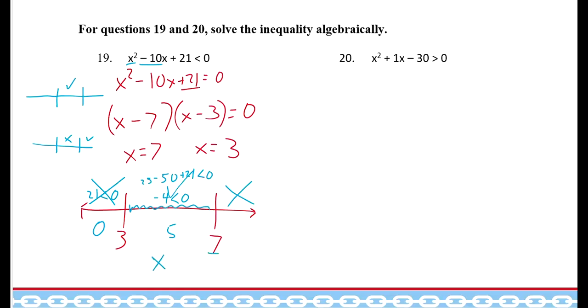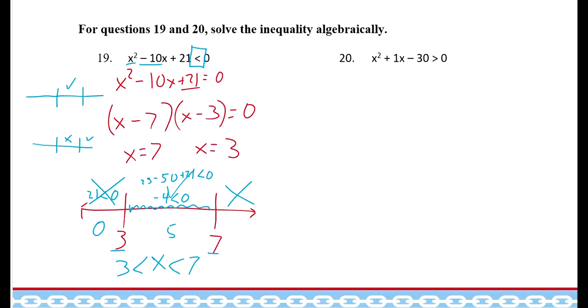And I need to write this as an inequality. So I know that x is between the 3 and the 7. So I'm going to put the inequality 3 less than x less than 7, meaning x is between 3 and 7. And I chose the signs without the or equal to line because my inequality symbol in my original problem does not contain the or equal to.